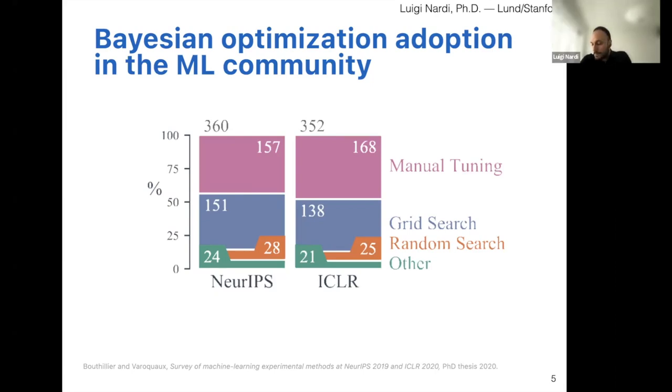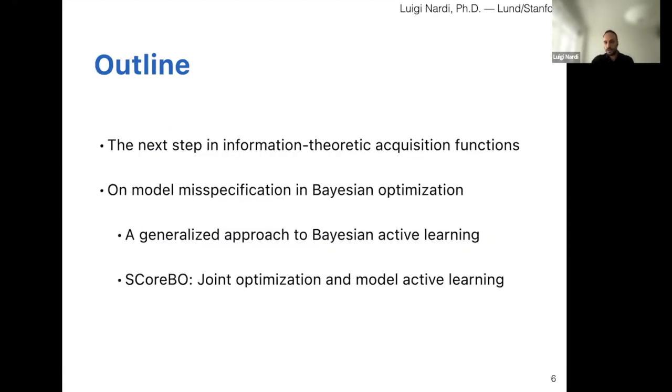I think there are many reasons why this is the case, and perhaps as a community we need to do a little more work on making this more accessible and easy to use, but also improving the statistical efficiency of these methods. Today I would like to touch upon a couple of the limitations behind Bayesian optimization and try to provide frameworks for at least mitigating those.